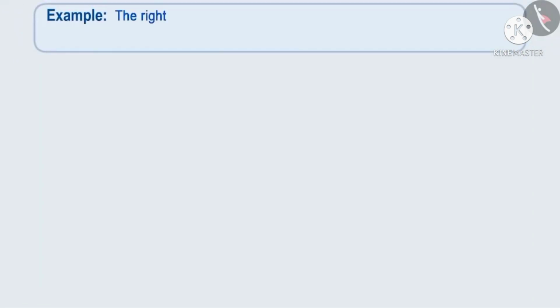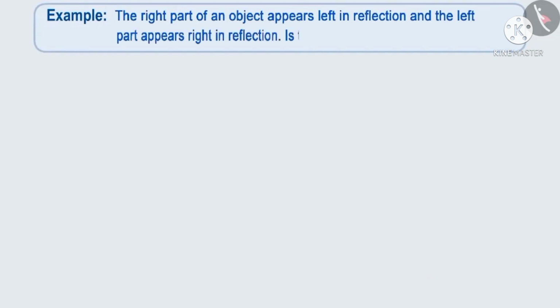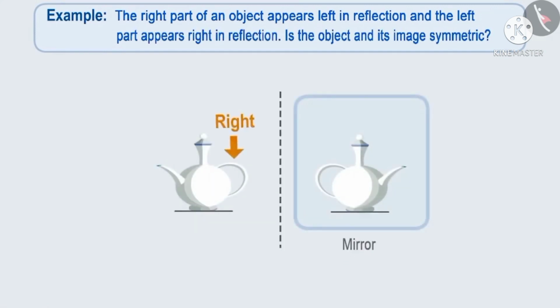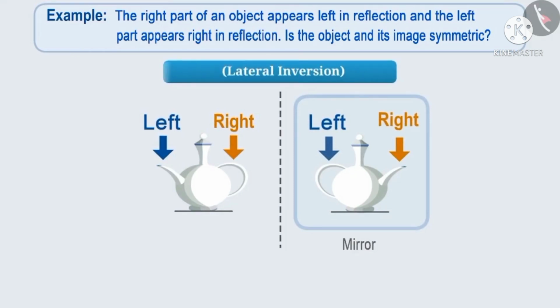Next example. The right part of an object appears in reflection to the left and the left part to the right in reflection. Is the object and its image symmetric? In the mirror, the right part of the object is visible to the left and the left part to the right. This phenomenon is what we call lateral inversion.